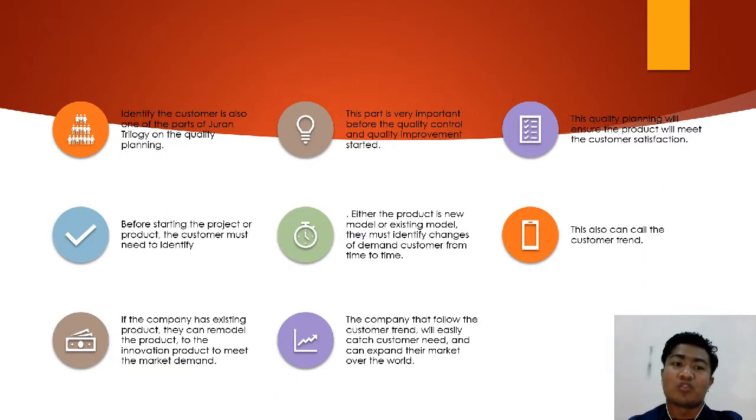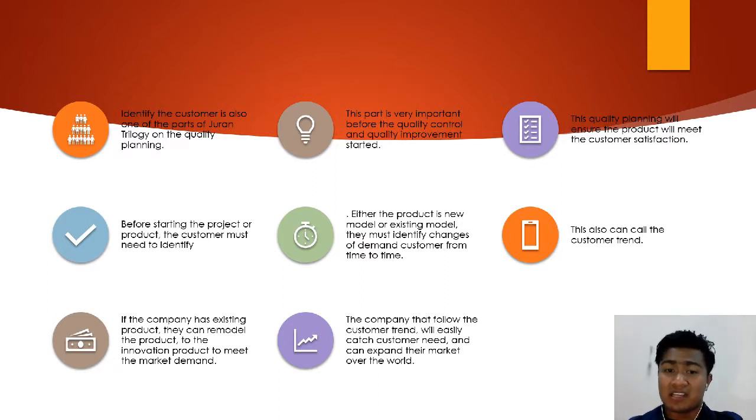Identify the customer is also one of the parts of the Juran Trilogy on the quality planning. This part is very important before the quality control and quality improvement start. This quality planning will ensure the product will meet the customer satisfaction. Before starting the project or product, the company must identify whether the product is a new model or existing model.